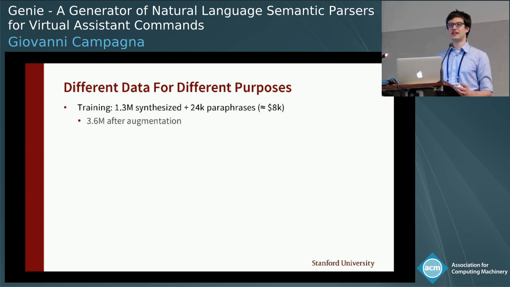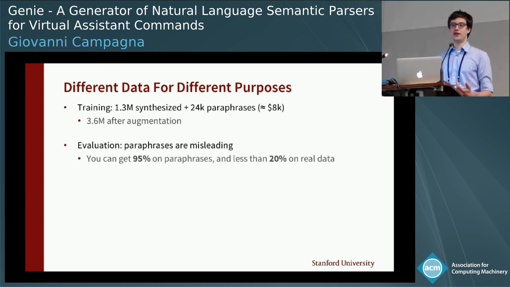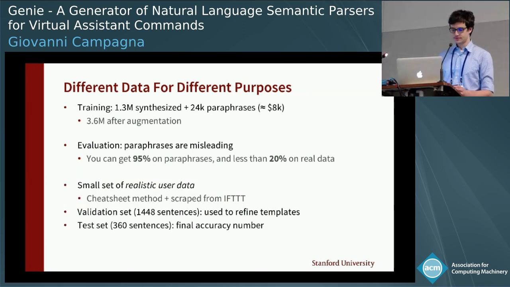Given our training set, our next concern is evaluation. We cannot evaluate on synthesized data because that's algorithmically generated, it's not meaningful. State of the art is to evaluate on paraphrases, but paraphrases are also misleading. You can get very high accuracy on paraphrases and still do very poorly when you deploy your system in the real world. So we propose to evaluate on a small set of realistic user data.